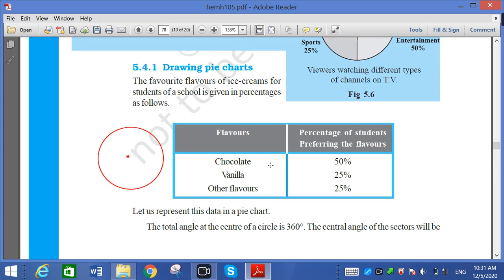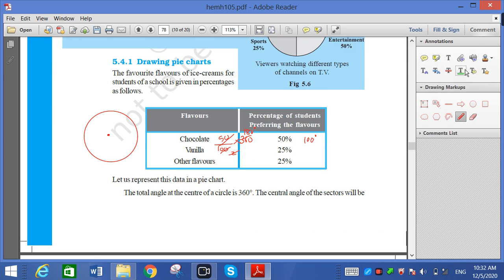Afterward, 50%, 25% and so on. 50%, total is 100%. So for chocolate, 50 upon 100 into 360. Again 1 by 2, that is 180. So what do I have to do? Again make a line.